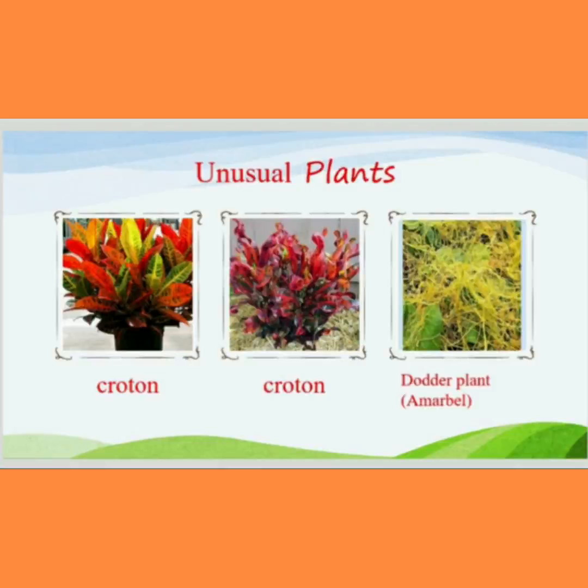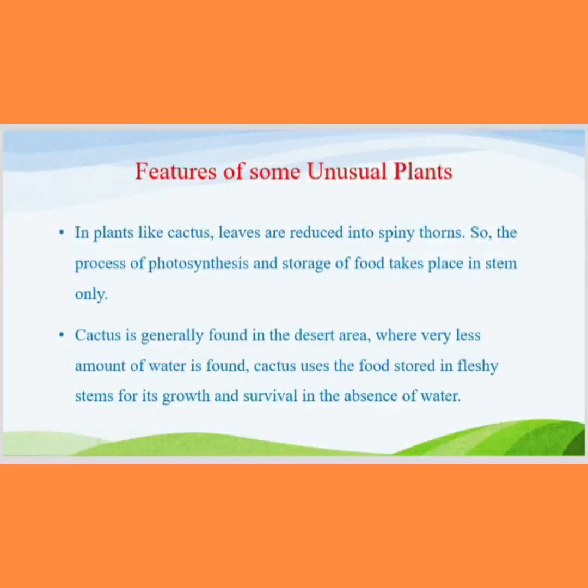So dodder always grows on other plants. Now you can see in that third picture, it will be growing on other plants and it will use those plants for food. Now crotons also, these appear to lack green colored pigment, but that is only for the appearance; inside, the green color pigment will be there. Now we will see about the desert plants.